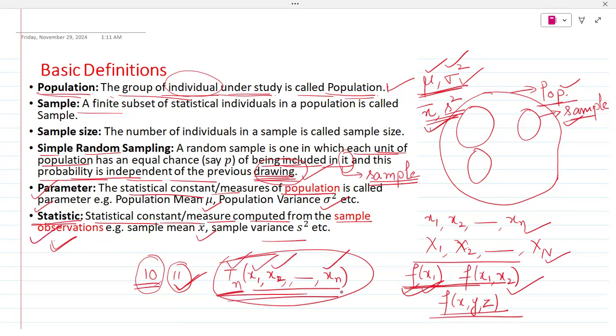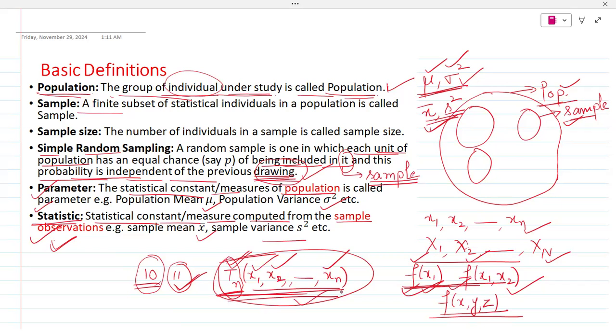A statistic is nothing but a function. Here we are using the symbol f, and here we are using the symbol Tn, but ultimately both mean the same: this is a function of sample observations.